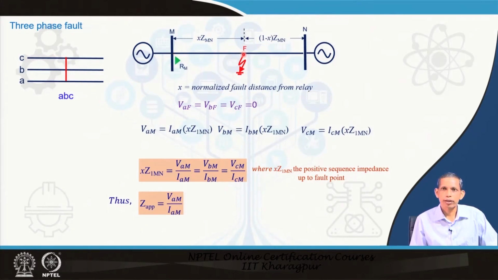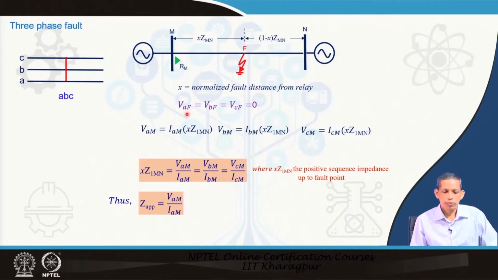A fault happens in the line, and the category of fault is a 3-phase fault. Let us assume x is the normalized fault distance, so x implies 0 to 1 for this line. So, we have two sections, from M to F and from F to N. The corresponding impedances are x Z MN and (1 minus x) Z MN.